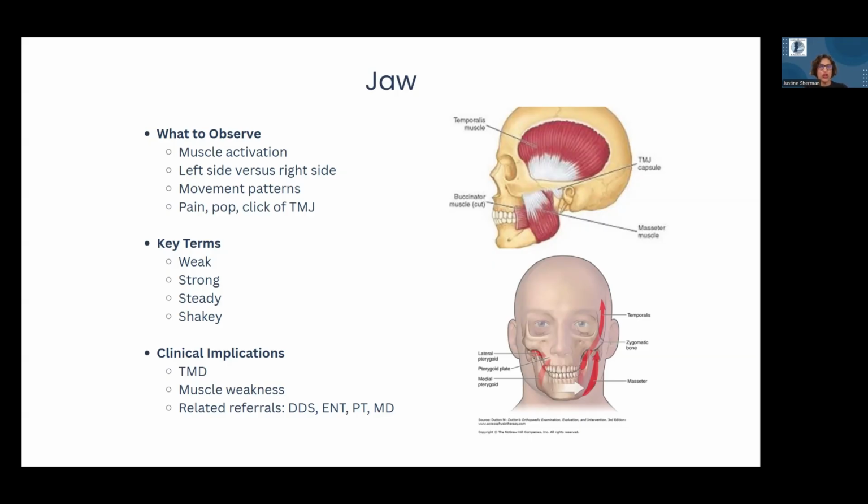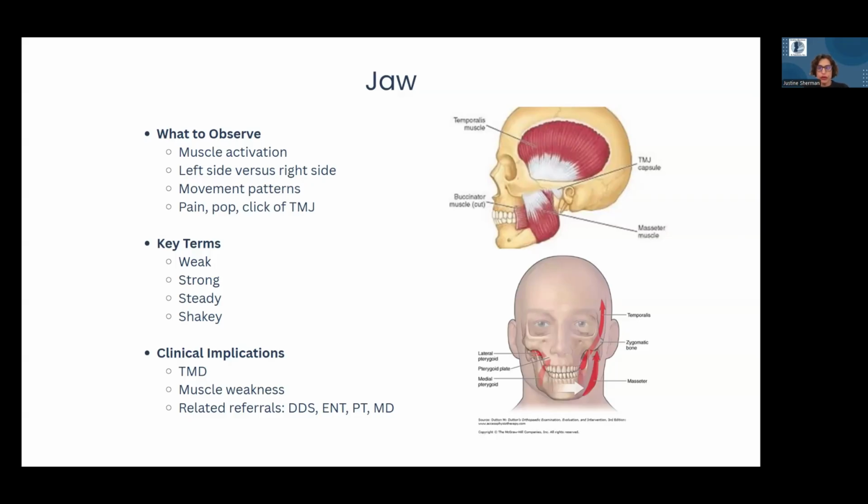Rather than saying jaw instability noted, you want to describe the pattern and the context. So, jaw deviation to the right, observed during opening and conversational speech. Client reports intermittent right side TMJ clicking without pain. This level of detail will support appropriate referrals and treatment planning.